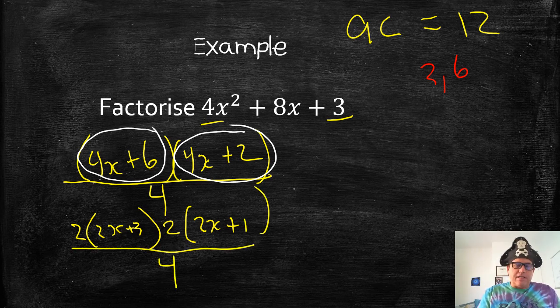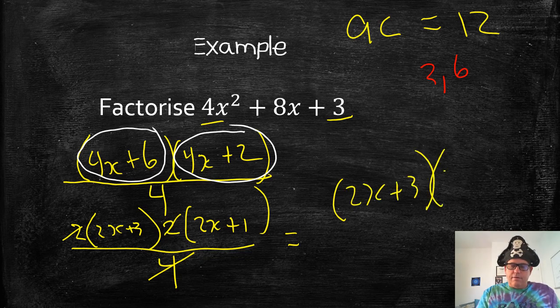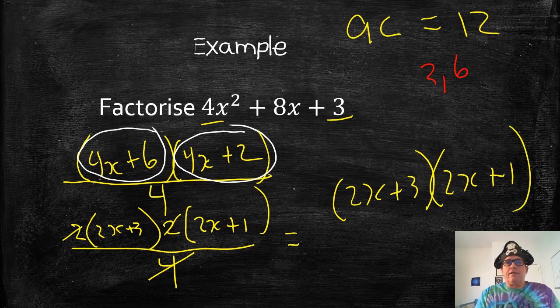Now look what I have outside the brackets up top. 2 times 2 is 4. Divided by 4 on the bottom, that cancels. So that leaves me my final answer, 2x plus 3 times 2x plus 1. And we can check that that works. Check your bracket. Sometimes you can factor out a 1. Sometimes you're going to have to factor out a 2.